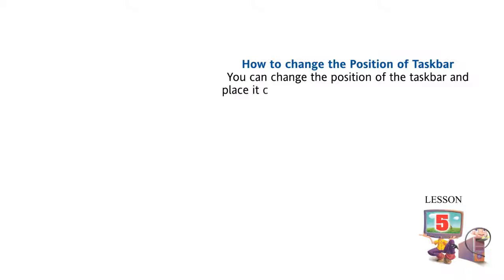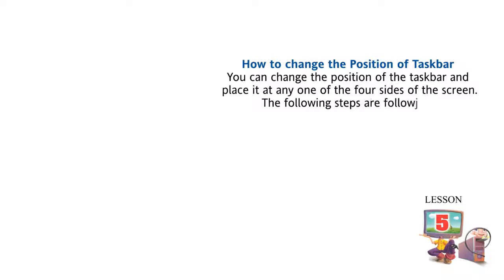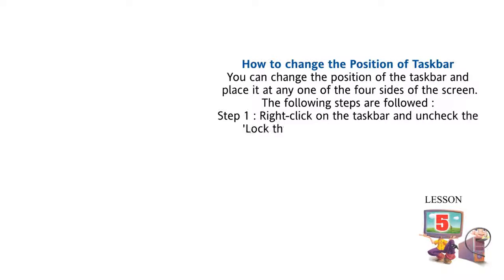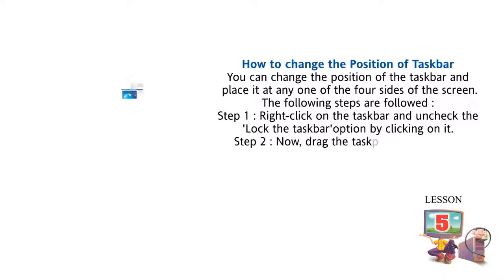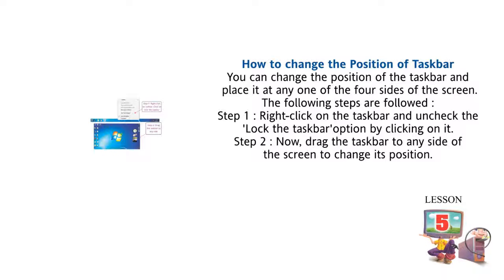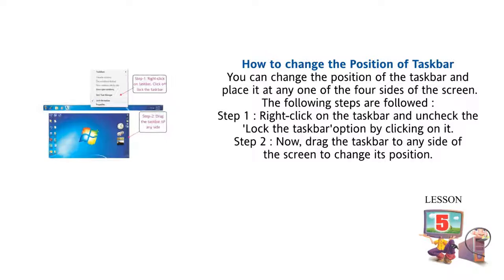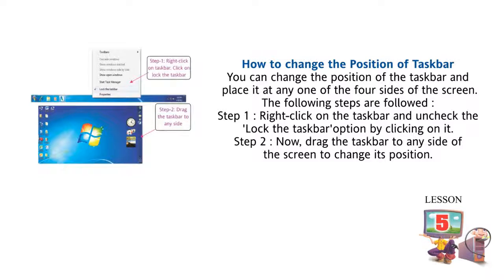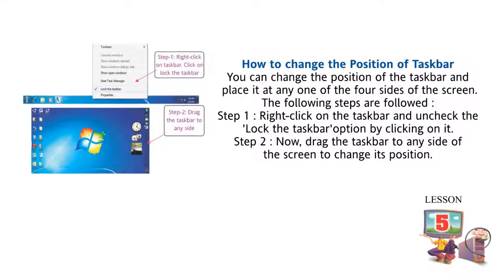How to change the position of the taskbar? You can change the position of the taskbar and place it at any one of the 4 sides of the screen. The following steps are followed. Step 1. Right click on the taskbar and uncheck the Lock the taskbar option by clicking on it. Step 2. Now drag the taskbar to any side of the screen to change its position.